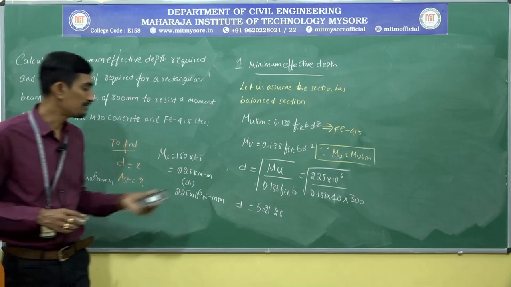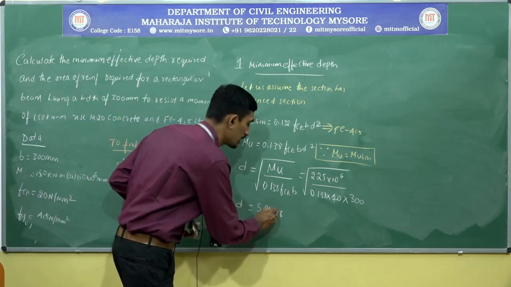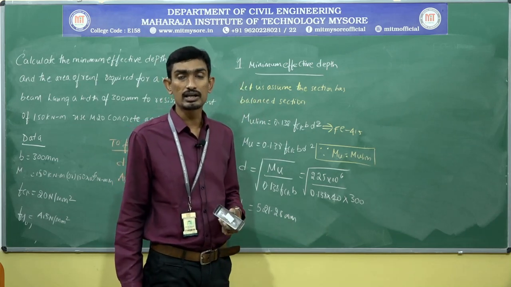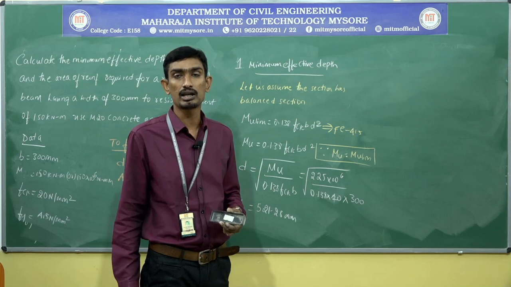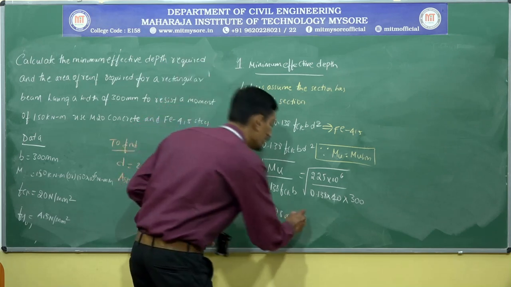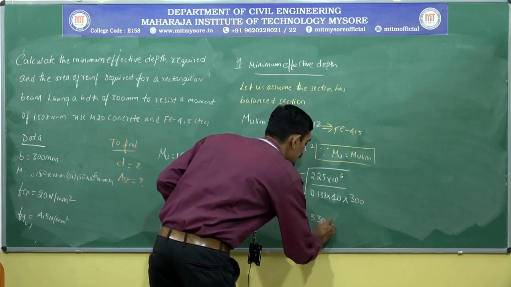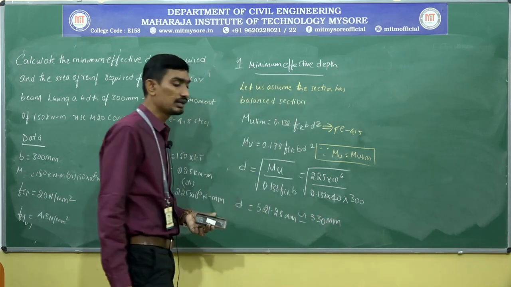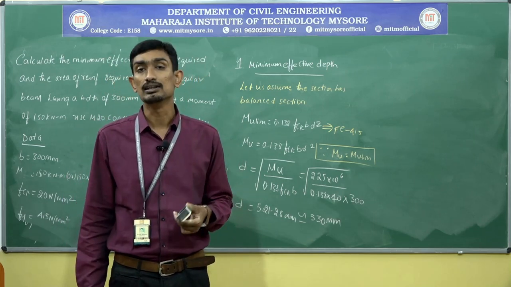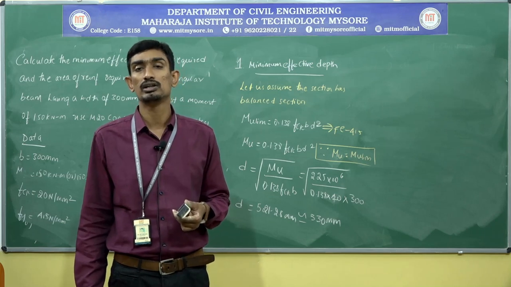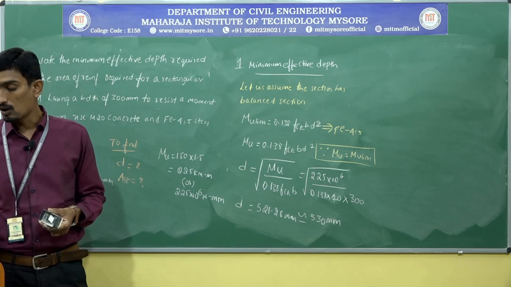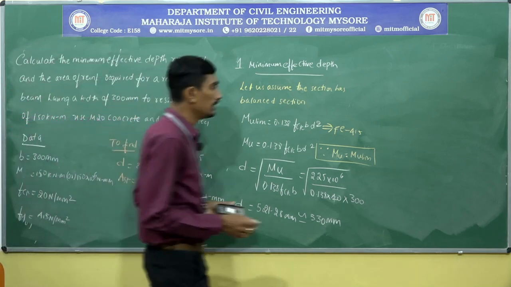Practically, we cannot provide 521.28. I cannot say to a mason, or an engineer cannot say, construct a depth of 521.28. It is practically impossible. Hence, I am going to round this off to 525 or 530 millimeter. This is the thing you need to follow in the design. So now the depth is known. Now how to calculate the Ast?